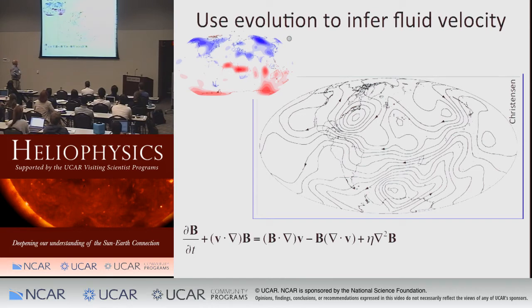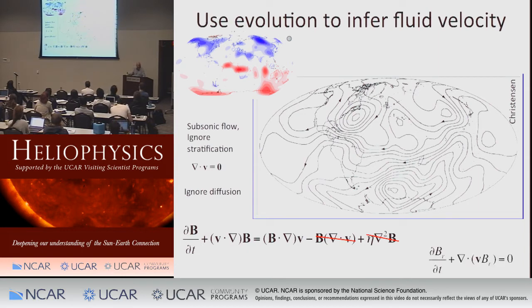We could play this game backwards and say, well, say I measured B, which we have, but I learn what V is. And yes, you can. You have to make a few approximations, but since we've measured the magnetic field for 100 years, if we assume that the flow down there, it's really slow, is subsonic, then it's probably about incompressible. So div V is equal to 0, so I can get rid of one of those terms. I'll also ignore the diffusion part. That just makes things messier. And lo and behold, I just have this equation here, which is just a continuity equation for BR.